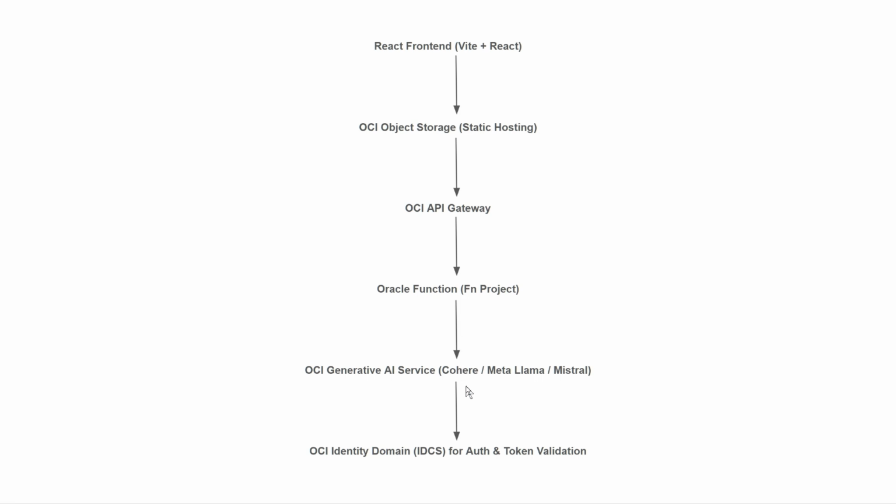We will be using OCI Generative AI services, leveraging a model like Cohere or Meta Llama to generate a recipe suggestion in natural language. And finally, throughout the process, user authentication and authorization would be handled by OCI Identity Domains, IDCS services. So this is a quick summary of the OCI technologies we are going to use for implementing our AI recipe generator.